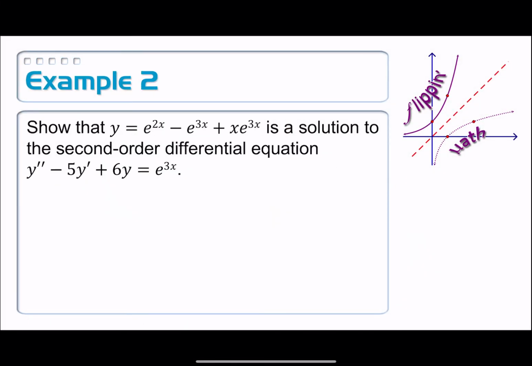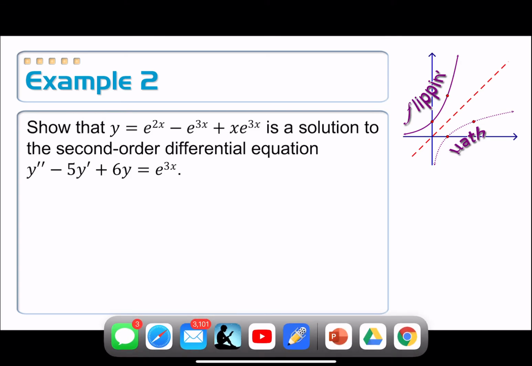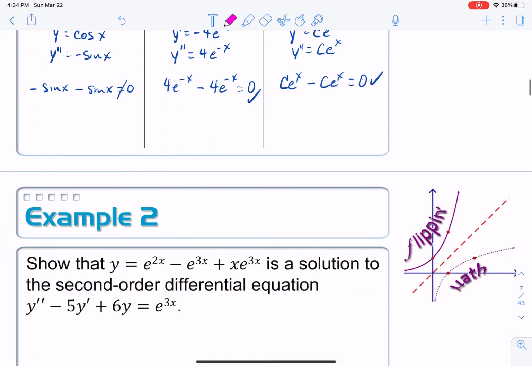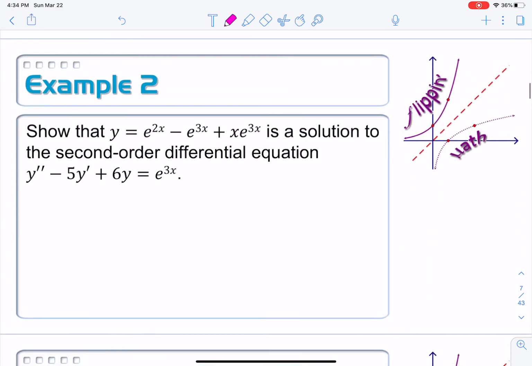Okay, example 2. Show that y = e^(2x) − e^(3x) + x e^(3x) is a solution to the second order differential equation, and you can see it right here. y'' − 5y' + 6y = e^(3x). Whew, man, what a jump from the things that we saw on example 1 to this one here. All right, shouldn't be a problem.